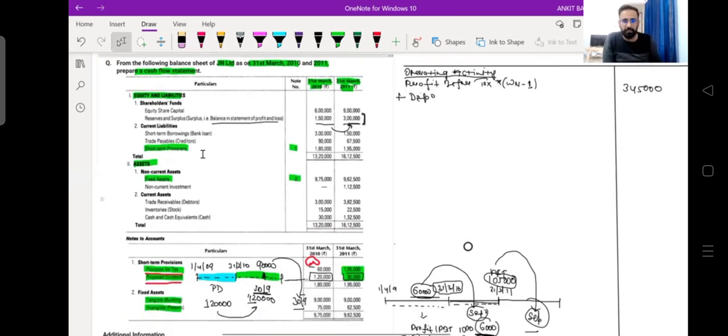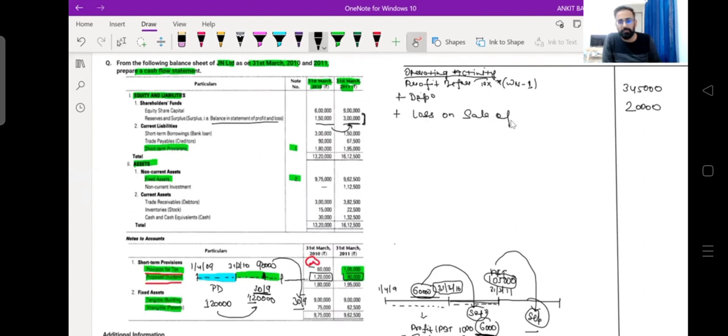So depreciation is 20,000 plus loss on sale of asset. Loss on asset is 8,000, right? Loss on sale of asset is 8,000.